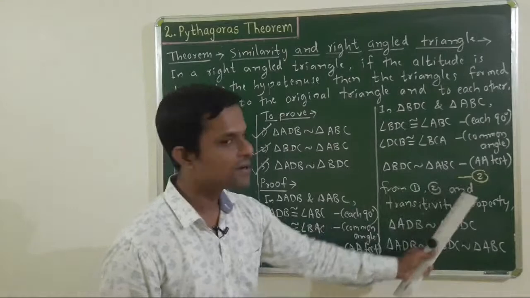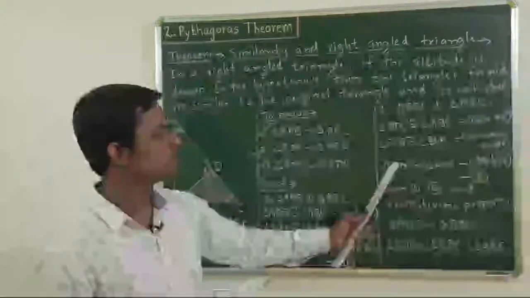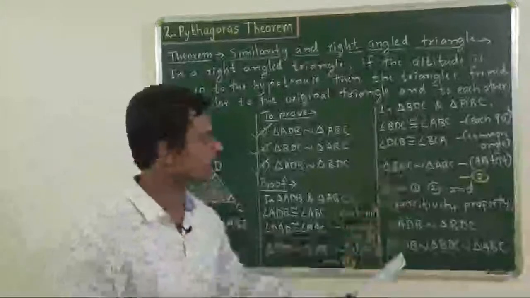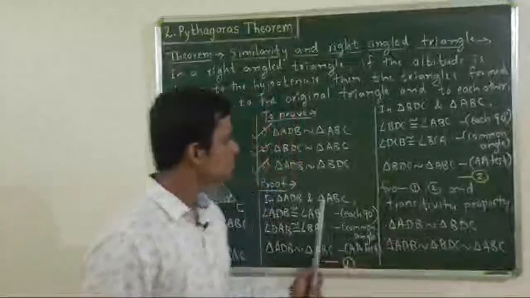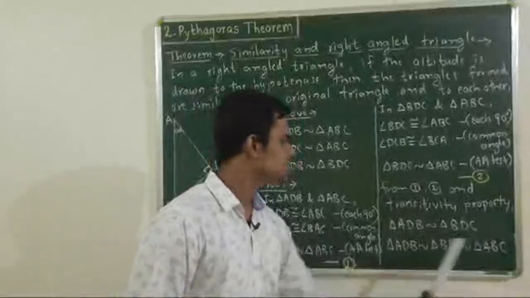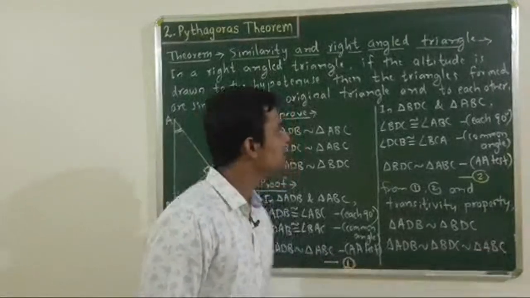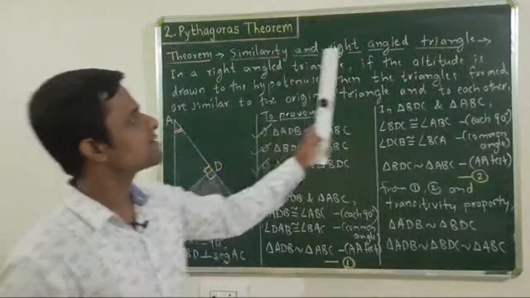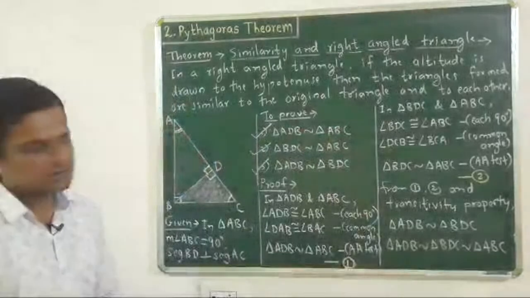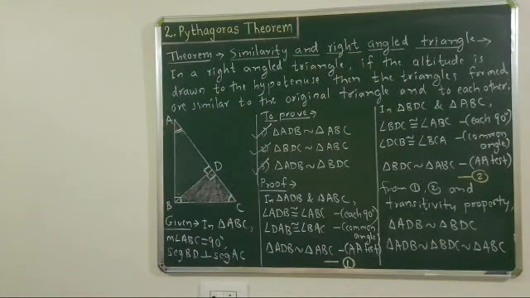Hence from 1, 2 and by the transitivity property, the first triangle is similar to the second, similar to the third. Hence triangle ADB, triangle BDC, all these three triangles are similar with each other. That is, triangle ADB is similar to triangle BDC is similar to triangle ABC. A very important theorem, that is similarity and right angle triangle. It is in your textbook also. If you want a screenshot, then take it. And we'll move towards the next part.